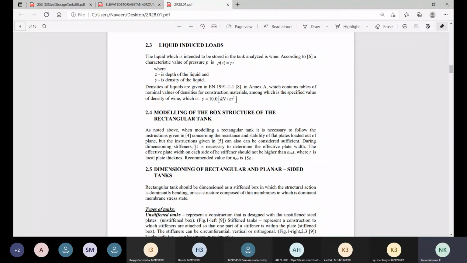Okay, so the second consideration is dimension of stiffness. It is necessary to determine the effective plate width, with each side of the stiffener not higher than the given expression, N times T, where T is the local plate thickness and N is 15 epsilon. Okay, so 15 epsilon is nothing but the strain value.